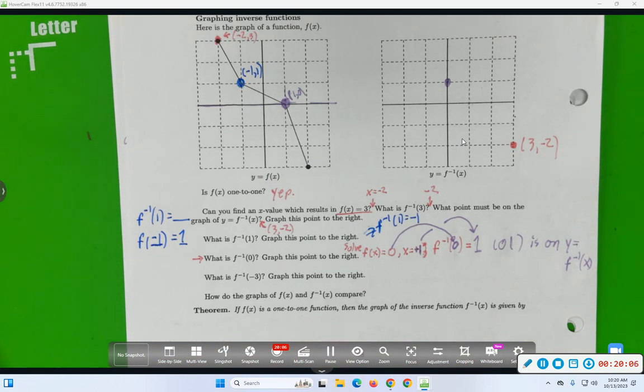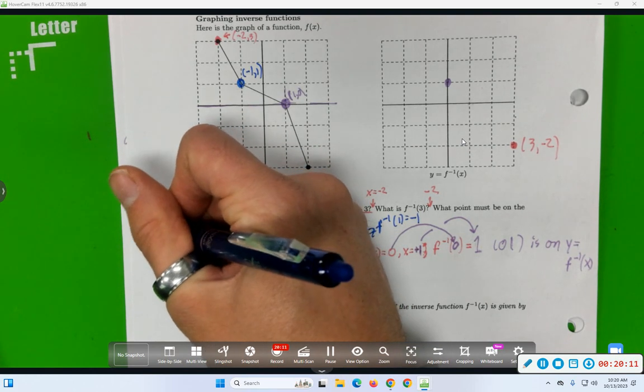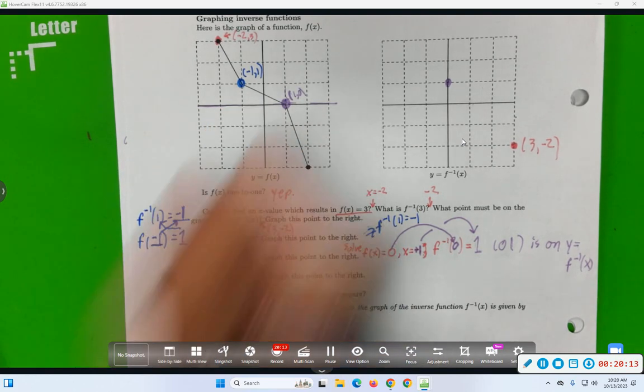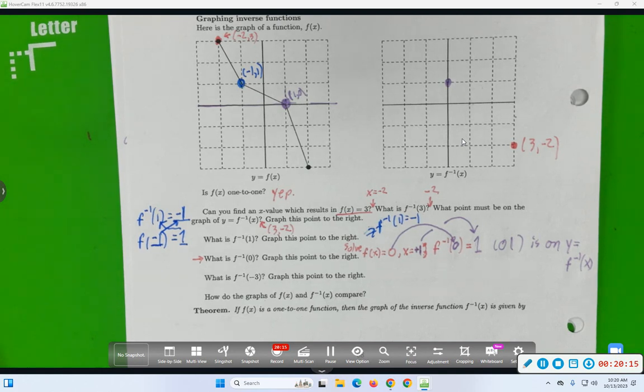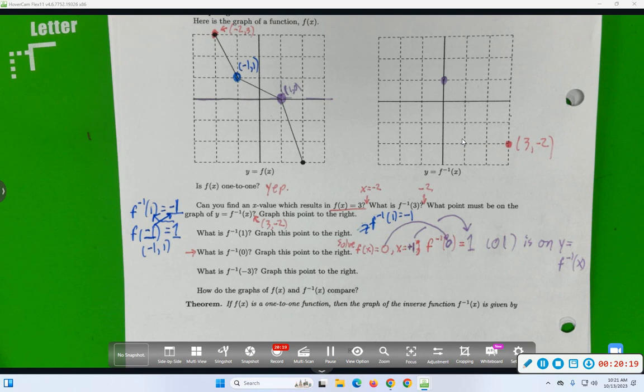Inverse functions swap inputs and outputs. So that means that f inverse of 1 is negative 1. So (1, negative 1) is on the graph of the inverse function. Inputs and outputs swap. How about the last one?